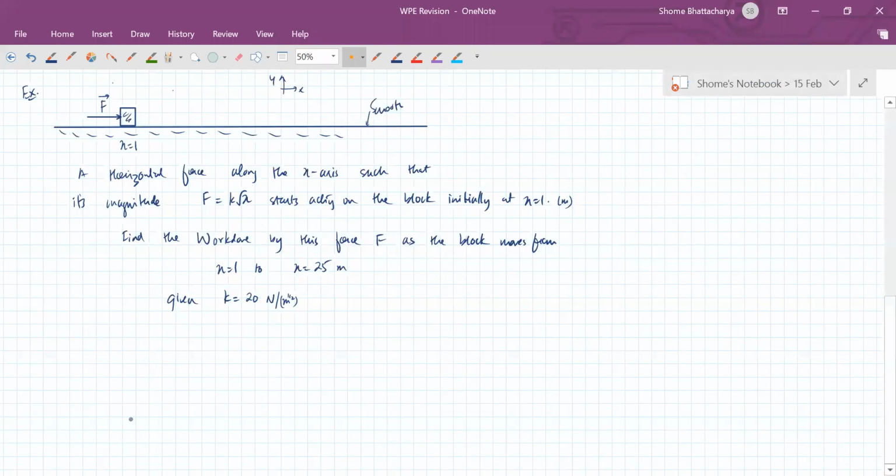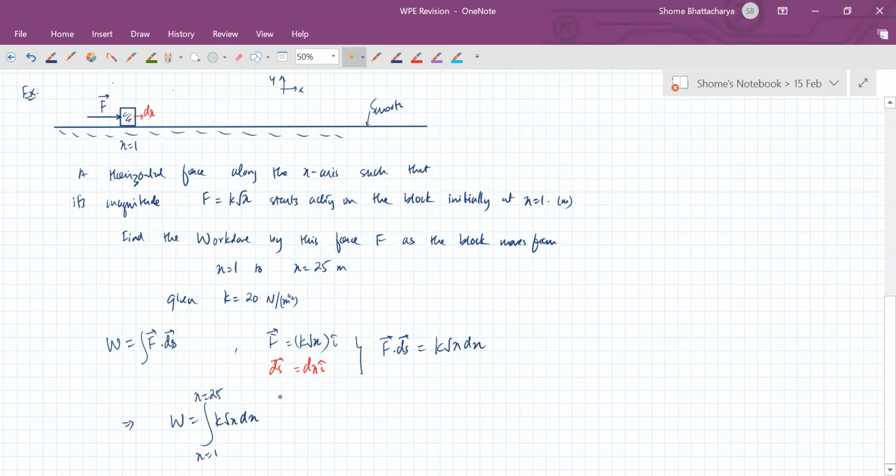Okay, so let's understand here. This is a case where the force is variable, so we will have to use this path integration method. But it's a one-dimensional situation. The force is along the x-axis, and the displacement that is happening is also along the x-axis. So this F dot ds will be reduced to k root x dx. So this work done becomes integration of k root x dx from the initial position, which is x equal to 1, to the final position, which is x equal to 25.